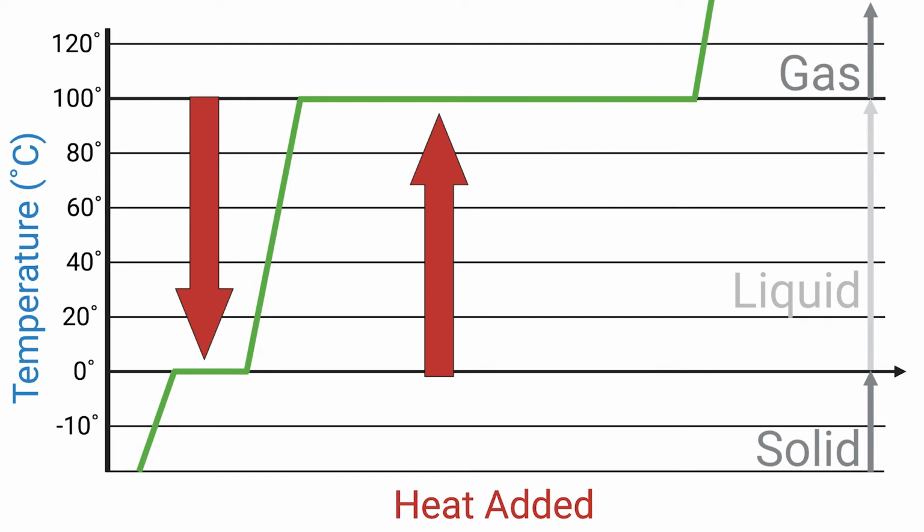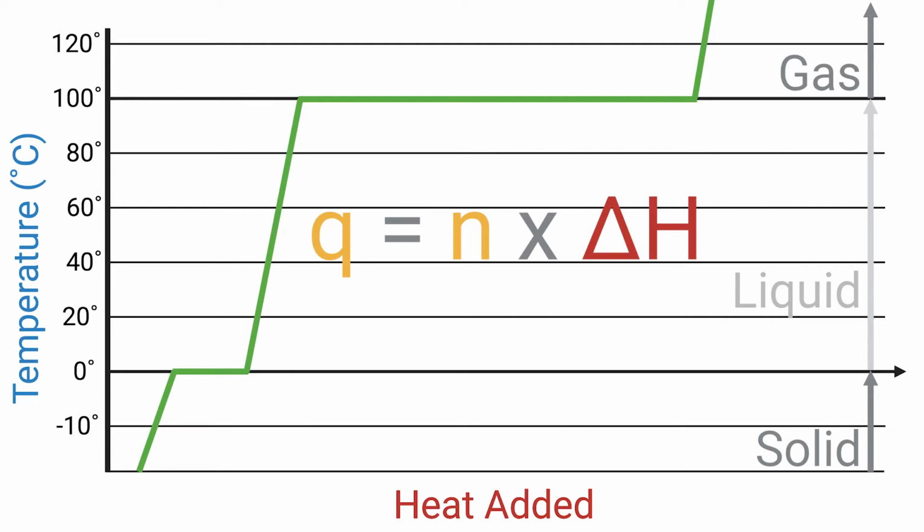Remember that the heat needed to induce a phase change is extrinsic, which means that it depends on the amount, or moles, of a substance. The equation for this value is the number of moles of a substance times the heat of the state change. For vaporization, we would use the heat of vaporization times the moles of substance to get the amount of heat that is used to change state.